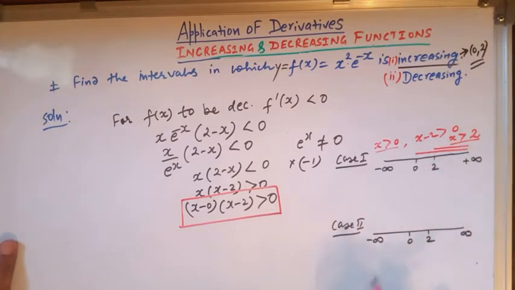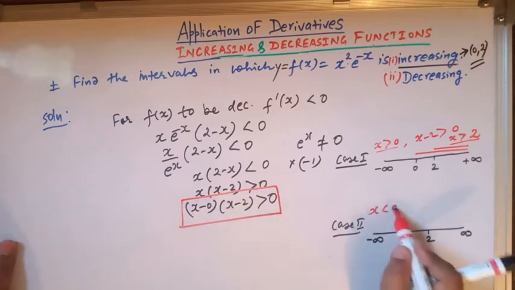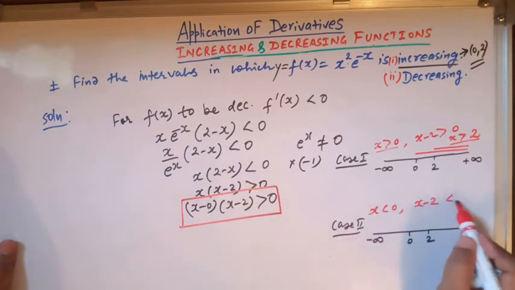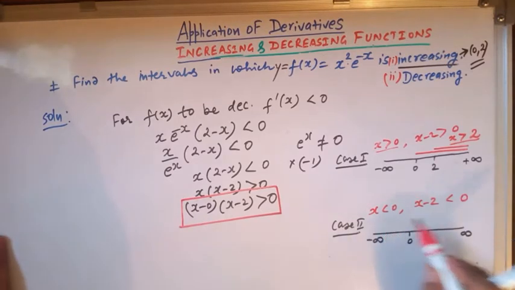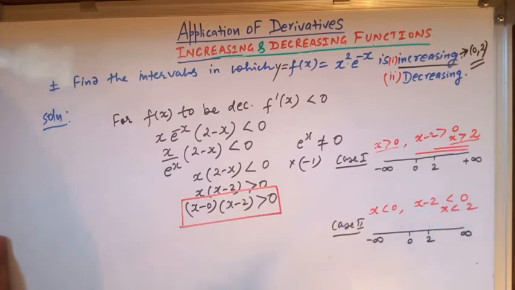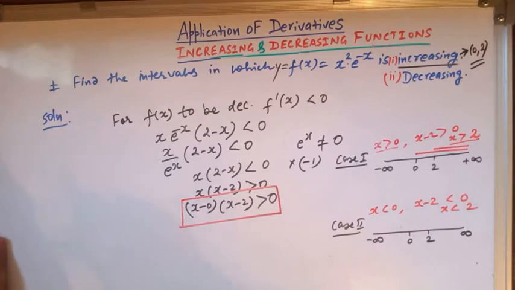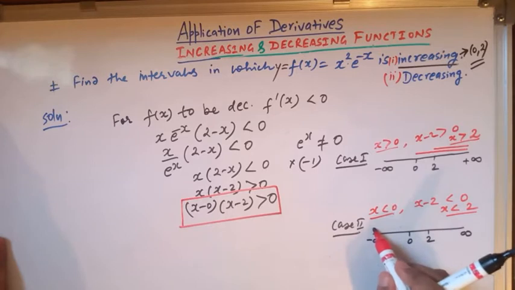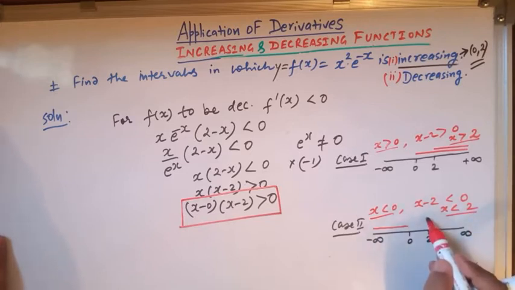Clear? Now case 2 is when both the products are less than 0. So here we have x less than 2. If we solve this one, we take minus 2 to this side. Now if we plot this region and this region, then x less than 0 is this region and x less than 2 is this region. Clear?